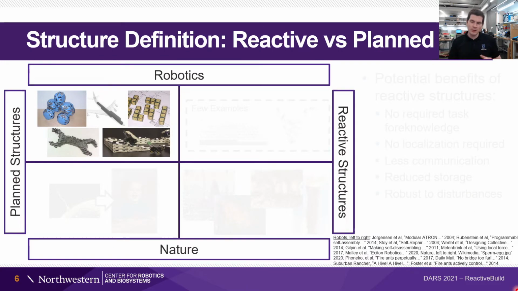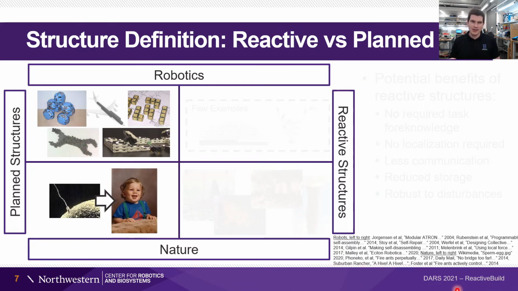The second and final big difference that we're going to be looking at here is how the structure is defined. Now, for most robotic systems and robotic self-assembly algorithms, what is the case is that a human operator will give an a priori structure, say, "Hello robots, please make me a wrench," and then the robots will seek to make a wrench.